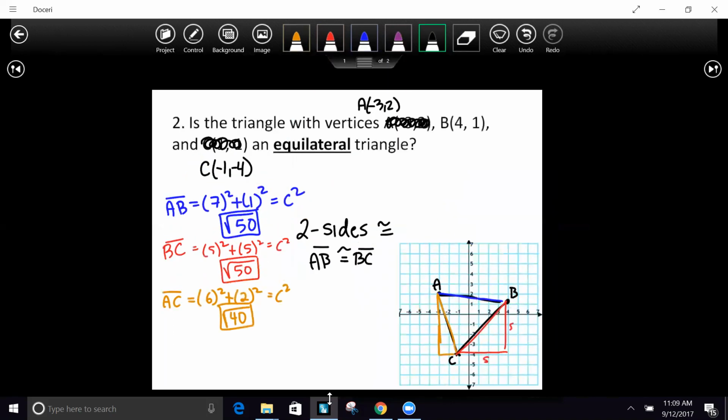Is it an equilateral? No. Why is it not an equilateral? Not all sides are equal. Congruent, equal, congruent. I'm okay with either. I'm not too picky.